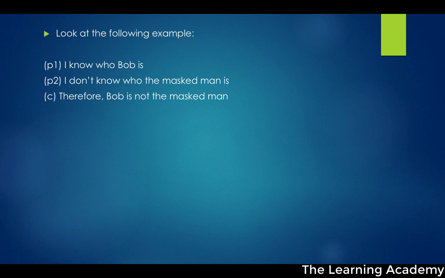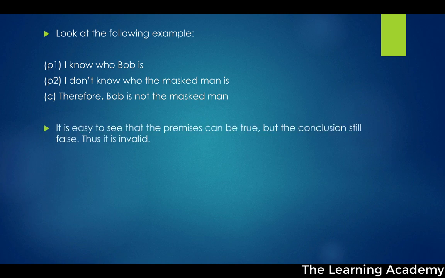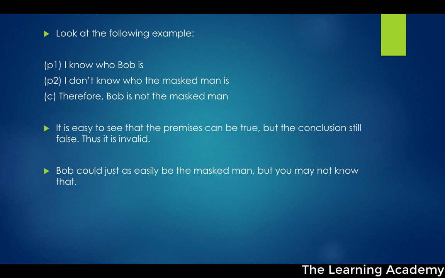This is a fallacy. It is easy to see that the premises can be true. We can give a counterexample. We can understand why the premises can be true, that you know who Bob is, and you don't know who the masked man is, but you can still have the conclusion be false. Therefore, it is invalid. Therefore, it is a fallacy. Bob could easily be the masked man, but you just don't know that.